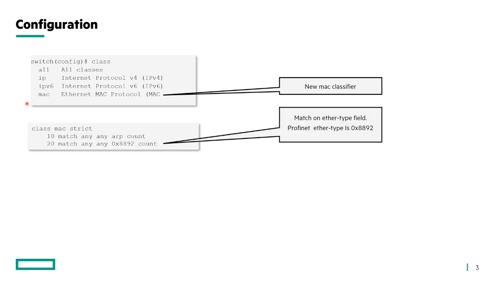So if we start to look at that in terms of leveraging a Mac classifier policy, then we look at this particular example here, class Mac strict. First line is match any Mac source address, any Mac destination address, and the ARP, and obviously counting the hits. And the second line is matching any source Mac, any destination Mac with an ether type of 8892, which is the Profinet ether type. So that would be the classifier for Mac strict as an example.